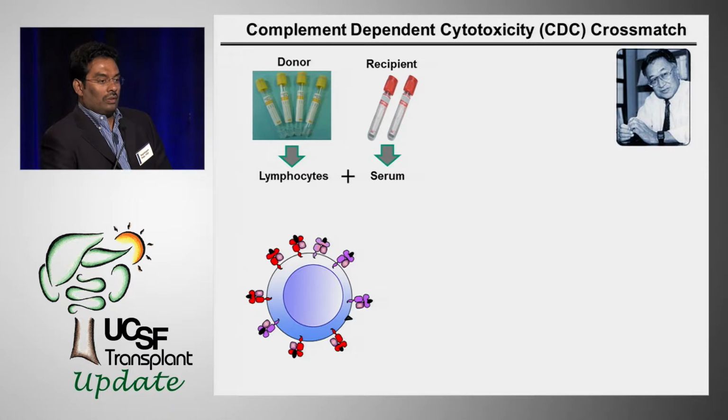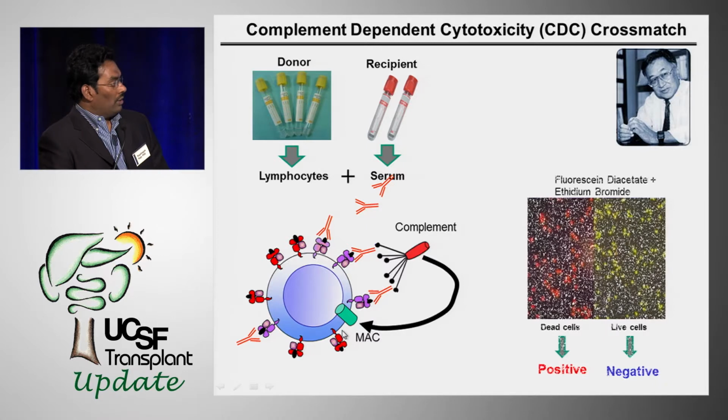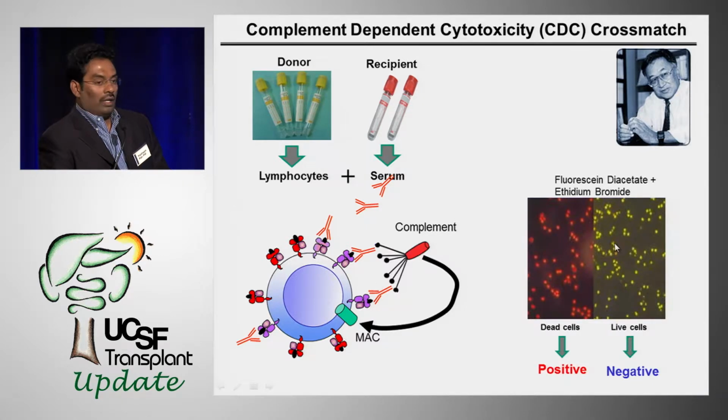So Paul Terasaki, 50 years back, developed a very simple test. That's the crossmatch. Still, people are using it in the laboratory. It is just mixing the lymphocytes from the donor and serum from the recipient, and seeing whether any antibodies in the recipient are binding to the donor cells. If there are no antibodies in the recipient serum, nothing binds to the donor cells. If there is an HLA antibody that binds, then he adds the complement that kills the cells, so that if you add the dye, you can distinguish the dead cells and the live cells.